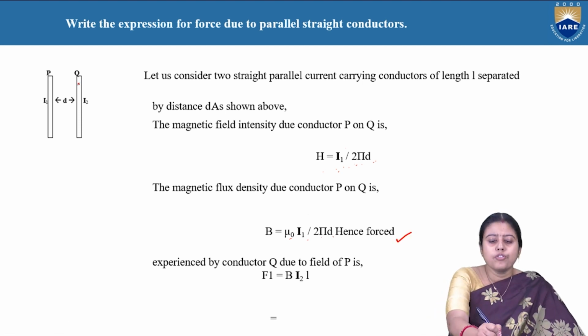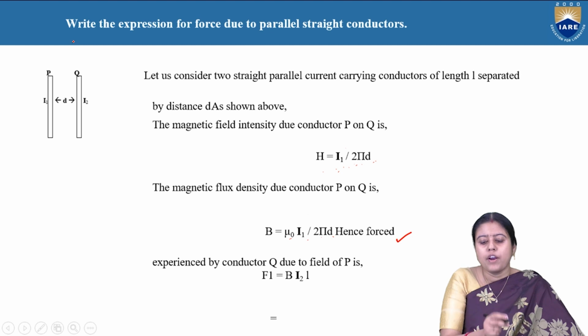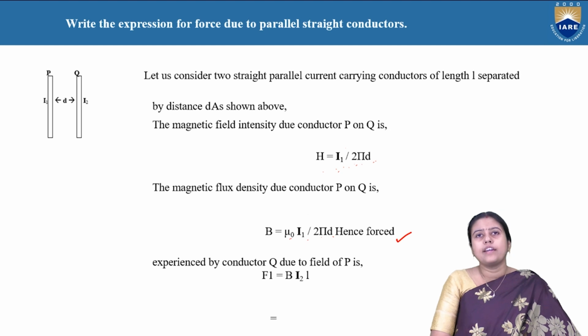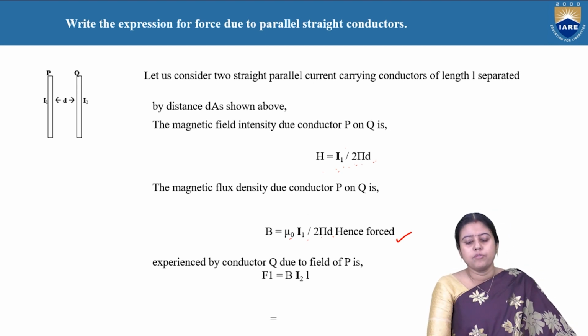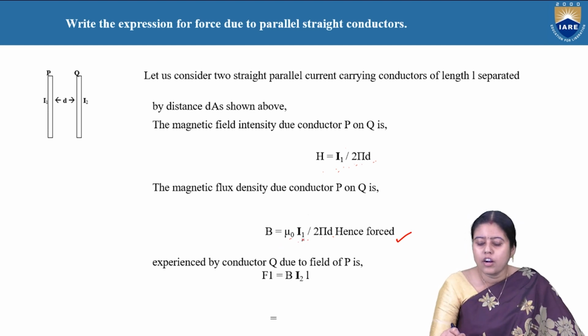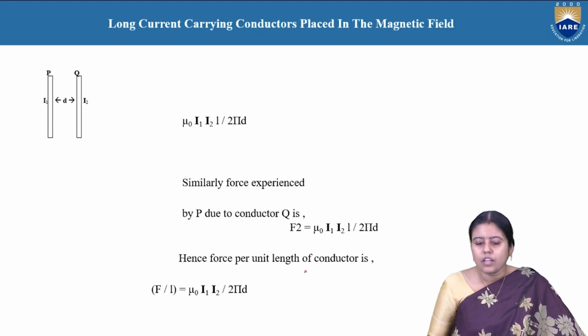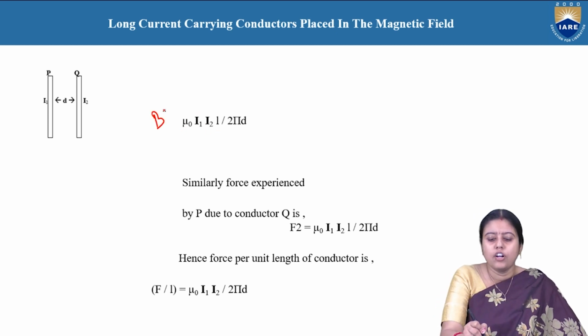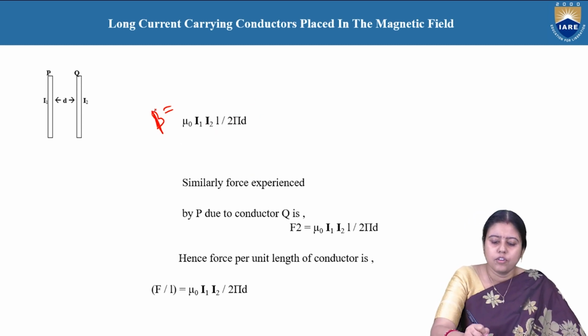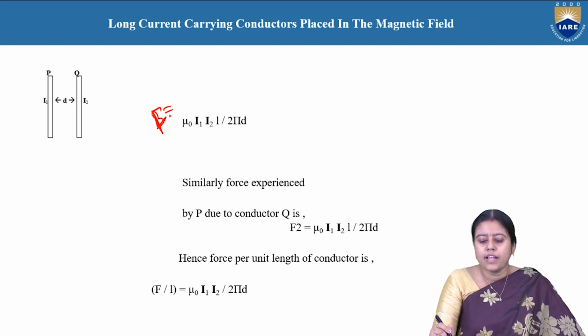Just as we discussed, the force on I2 due to I1 is equal to BIL. We are taking sin theta as 90 degrees, the maximum, so F is equal to BIL. The B value we got is mu naught I1 by 2 pi D, and I2 is the current. So the force is equal to mu naught I1 I2 L by 2 pi D. So what is the force per unit length? Force per unit length is mu naught I1 I2 by 2 pi D.